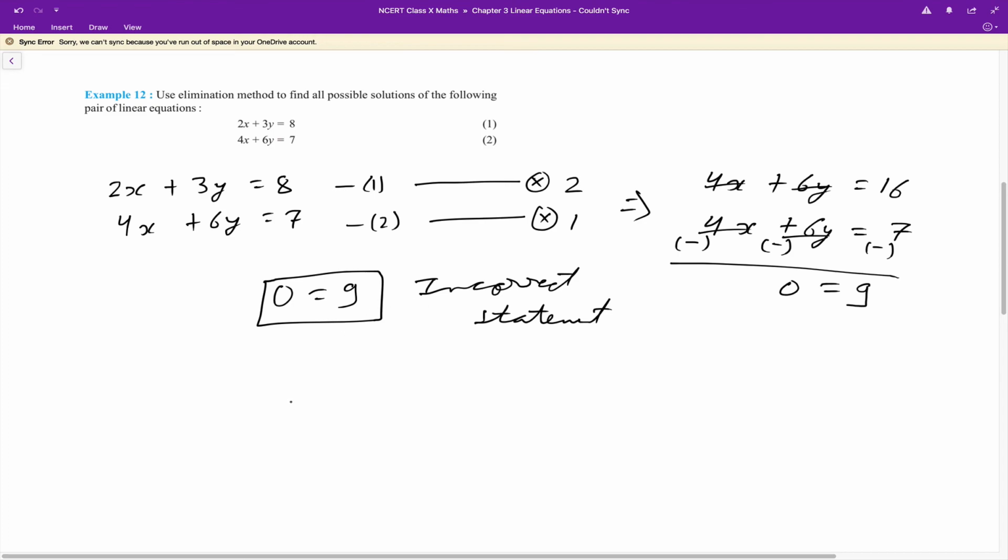If we get an incorrect statement, it means that the lines are parallel and there is no solution. Had we got something like 0 equal to 0, a correct statement, then the lines would have been coincident and there would have been infinitely many solutions. So this is an example where you get an incorrect statement and there is no solution. If you plot, you will see that these lines are parallel. Also, one thing we had looked at is that the ratios a1 by a2 equal to b1 by b2 not equal to c1 by c2 straight away gives you parallel lines.